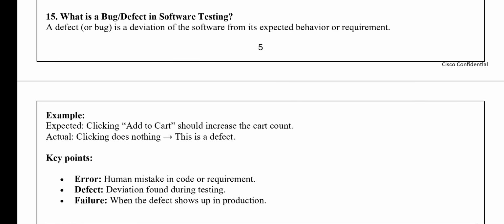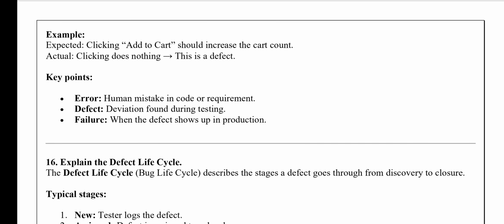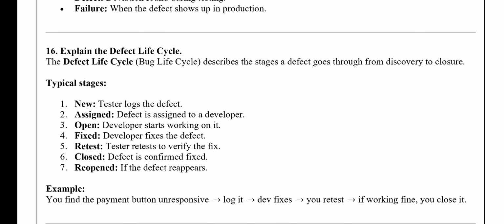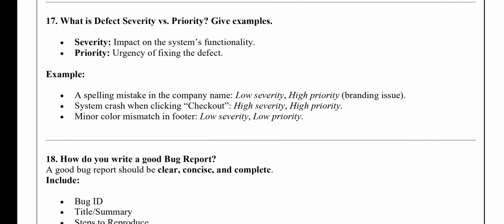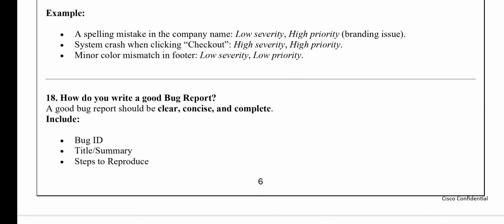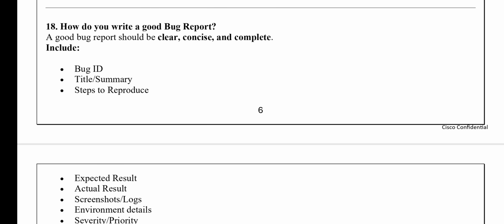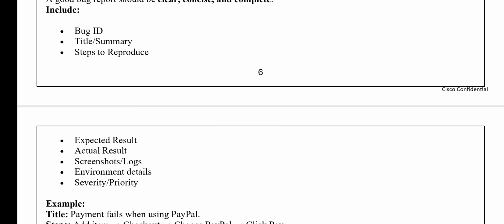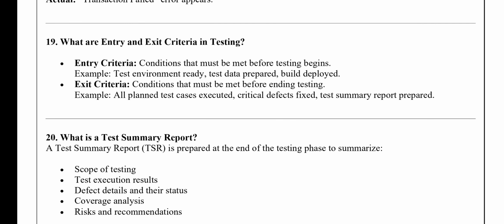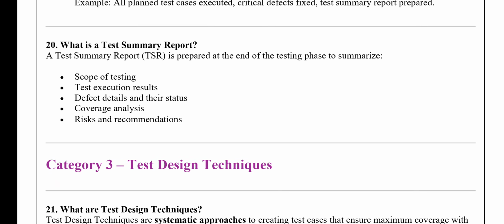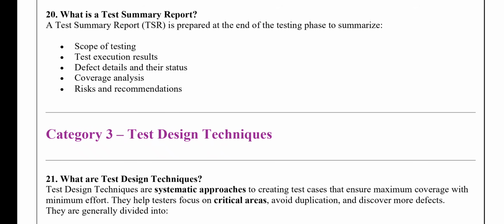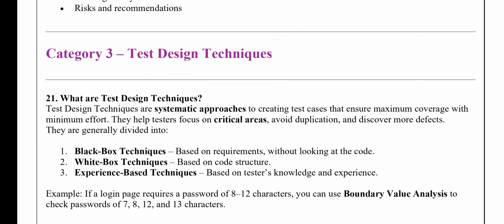what is a bug or defect in software testing, can you explain the defect life cycle, the difference between defect severity versus priority with an example, how do you write a good bug report, entry and exit criteria in testing, and about the test summary report.